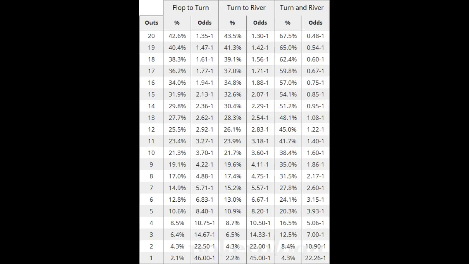Next is the calculating of poker odds. Here's the chart that shows the percentage of getting your winning card. The higher your number of outs, the higher your odds of winning. Remember that your opponent may have your outs card for their hand. The more opponents you're facing, the more the percentage decreases.